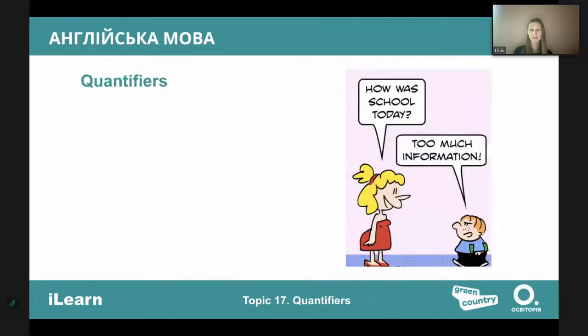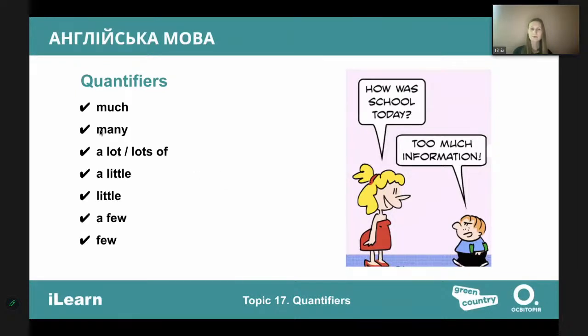And let's keep moving. Next topic today is quantifiers. So, how was school today? Too much information. Tell me, please, can we say too many information? Exactly, because information is uncountable, and we use much with uncountables, незлічуваними, many with countables, злічуваними. But a lot of or lots of can be used with both of them.